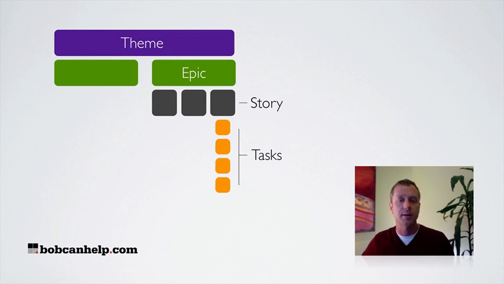In other videos we talk about themes, epics, and tasks. You can see here in the schematic where the story fits in the level of granularity as it moves through your organization. It's the third level, the third layer.